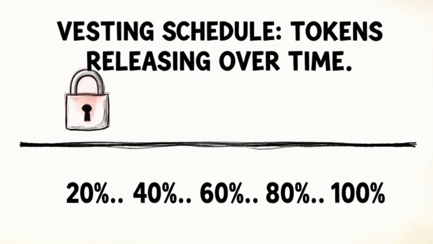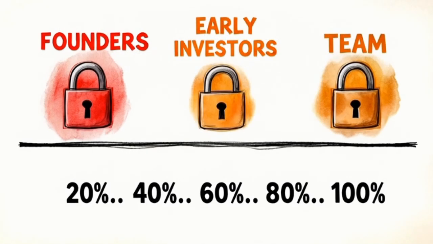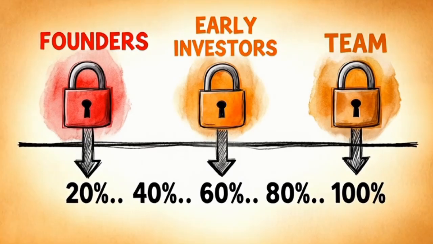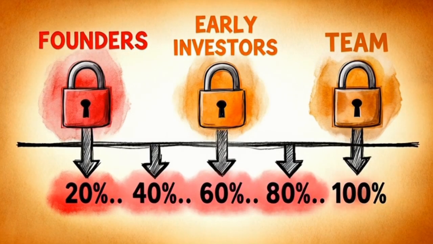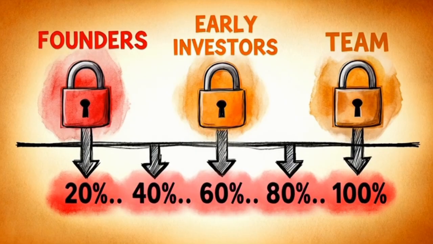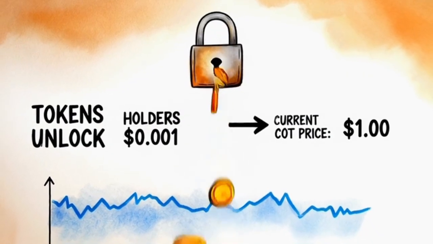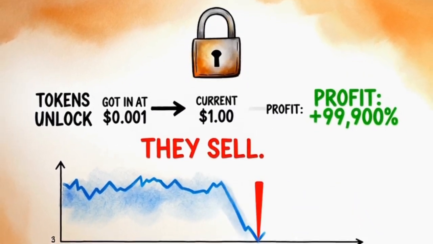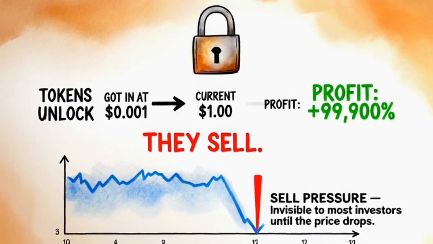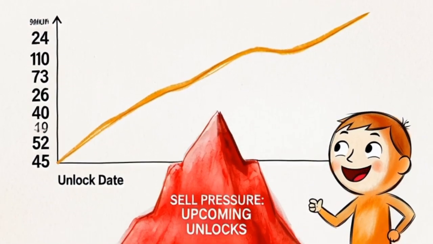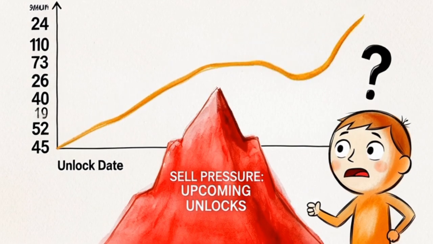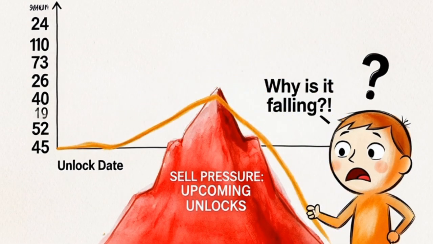Most crypto projects lock large allocations of tokens for founders, early investors, and team members and release them gradually over months or years. Every time those locked tokens unlock, the people holding them can sell. Because they got in at a tiny fraction of the current price, they almost always do. This is called sell pressure, and it is invisible to most retail investors until the price starts dropping for no obvious reason.